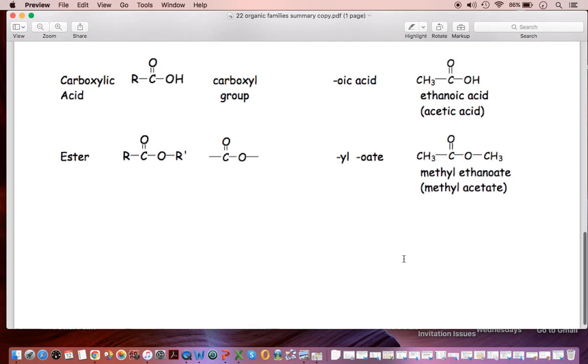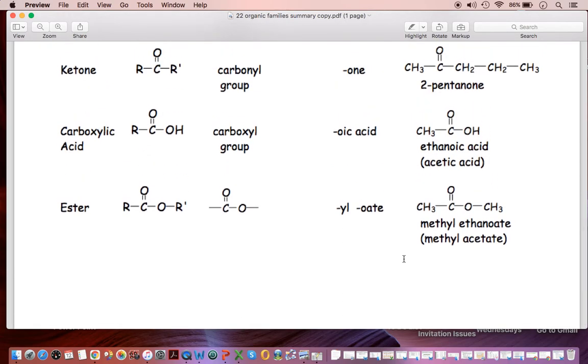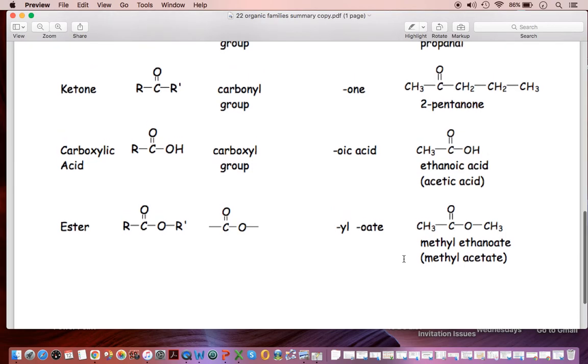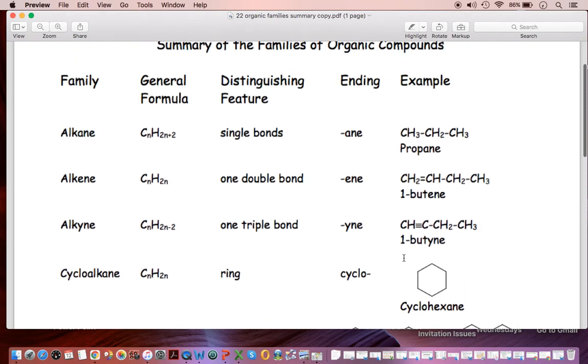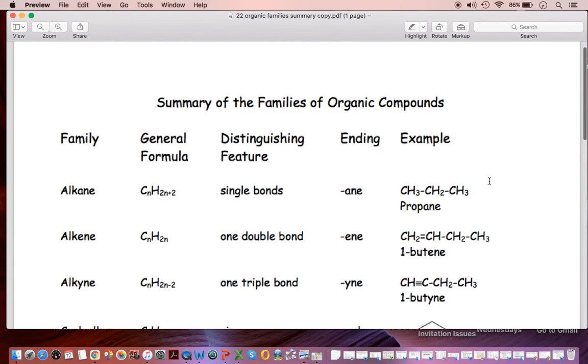So that's a pretty good review. The only thing that's missing are things like amines, and they're very straightforward as well. But I do think this is a very handy summary to keep in mind.